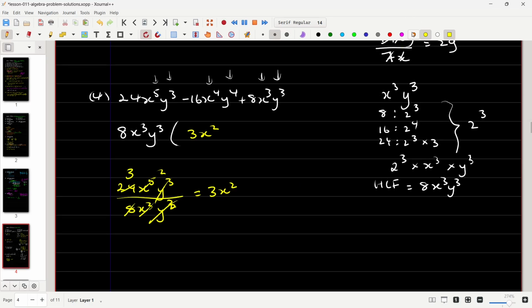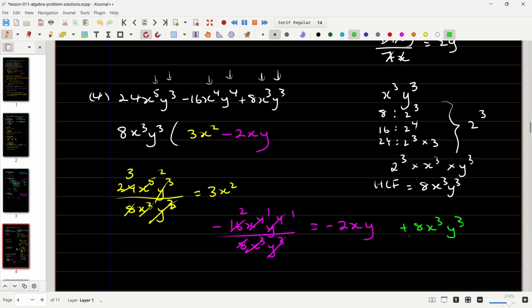Let's do the next one. I'm going to use a different color. So let's see, negative 16x to the fourth y to the fourth divided by 8x to the third y to the third. So I leave one y here and I leave one x remaining here, and this here is 2. So I'm going to have here negative 2, 1x and 1y remaining. So this here is negative 2xy. And then let's do the last one, which is the positive 8x to the third power y to the third power divided by 8x to the third power y to the third power. So I have none remaining here, and 1 remaining here. So this is a positive 1.